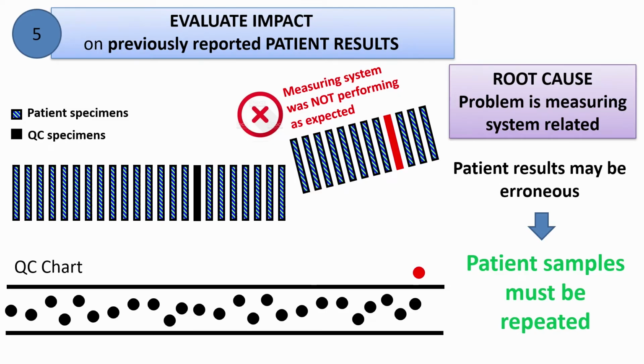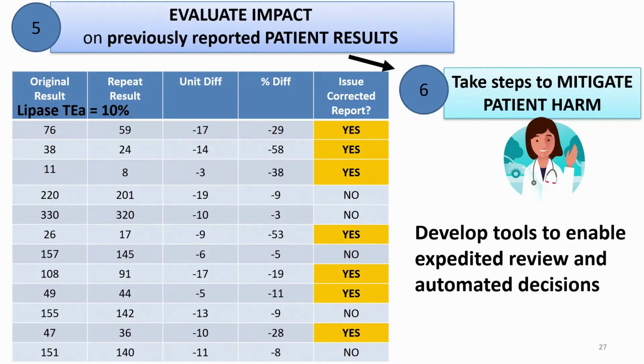So how do we evaluate the impact on previously reported patient results? Because we don't want to issue corrected reports if we don't have to. Maybe the error is small, not clinically significant, and issuing many, many corrected reports is very disruptive to our environment, also a waste of tech resources. So we developed this little tool. It's basically just an Excel spreadsheet.